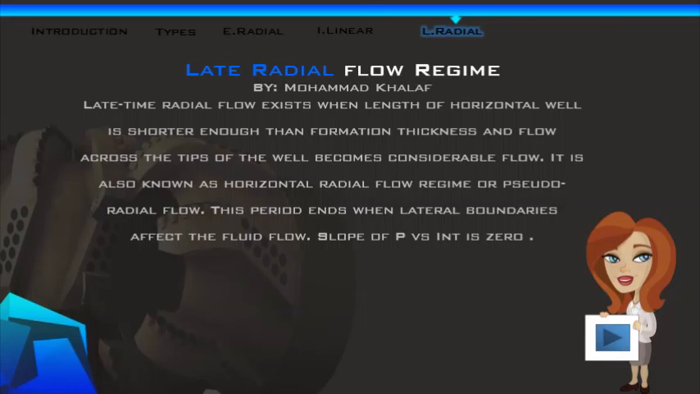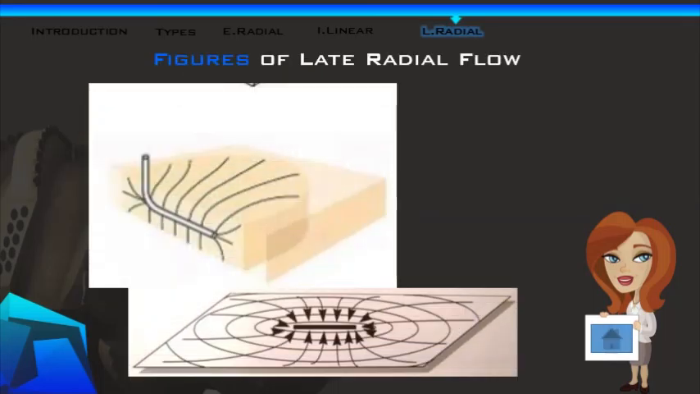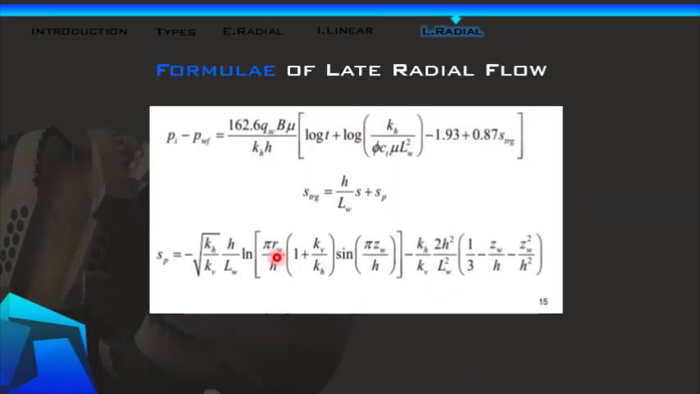Similar flow behavior also occurs in vertically fractured wells. It's also known as pseudo-radial flow that is established at late time. This period ends when the lateral boundaries affect the fluid flow, as shown in the figures. As shown in the figures, the fluid flow converges from all directions toward the wellbore. And these are the formulas that will be used in the early radial flow regimes.